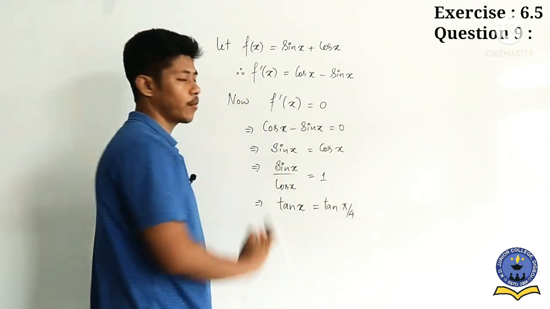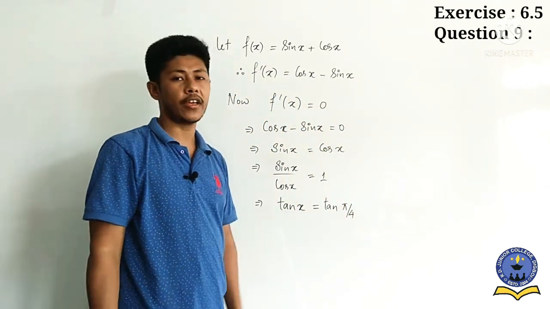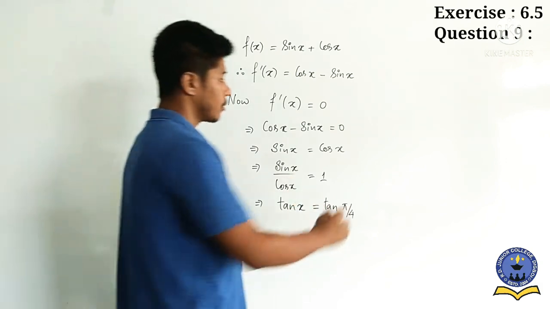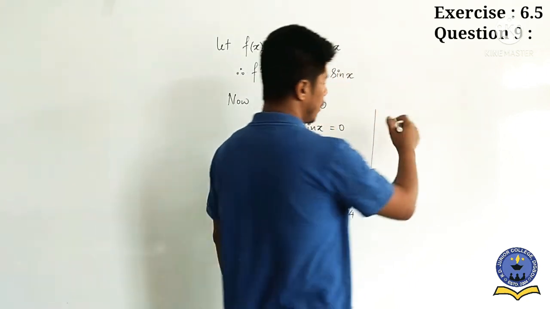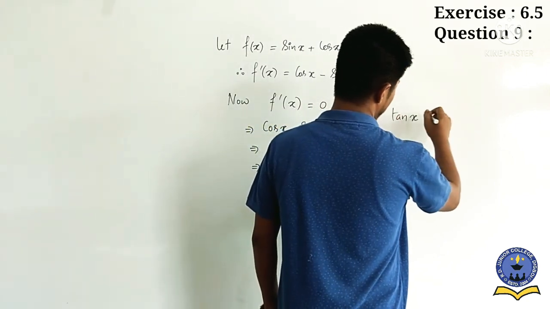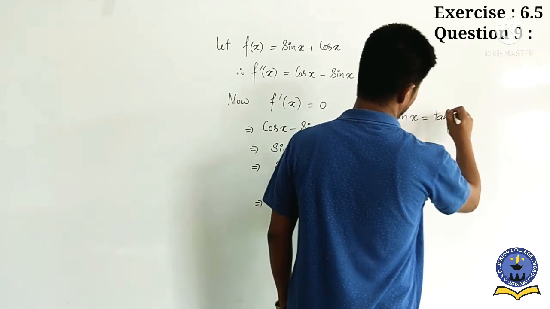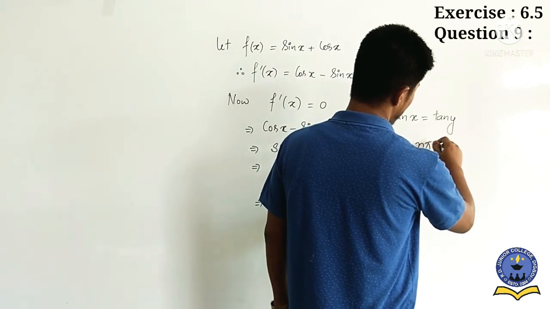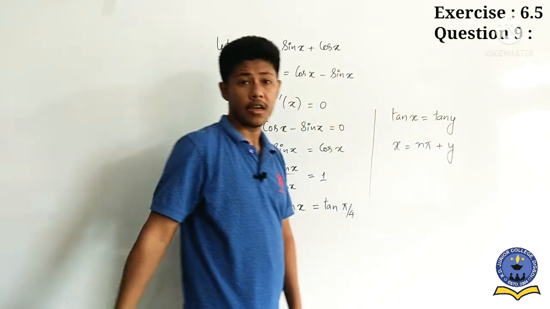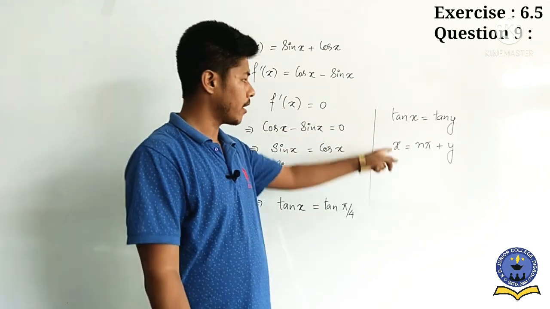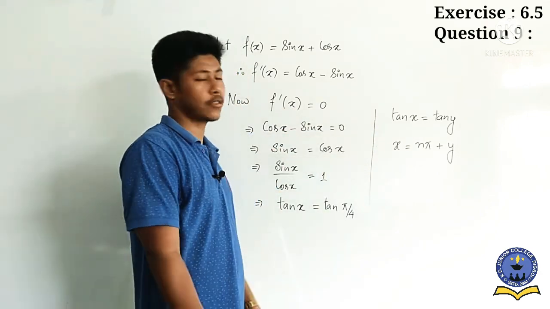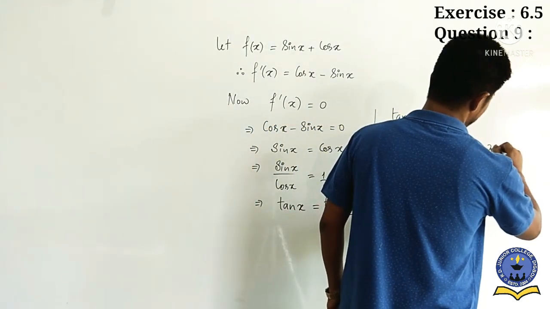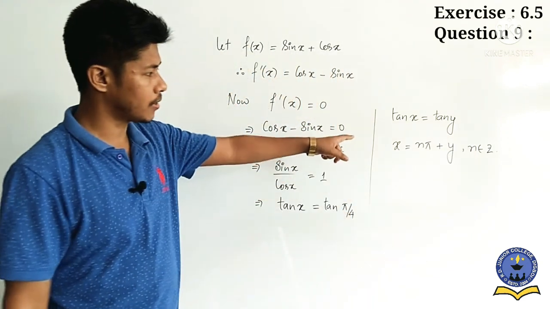Now why do we write tan pi by 4? Because there is a general formula between tan x and tan y, isn't it? In class 11 we learned this. The general formula is: if tan x equals tan y, then x equals n pi plus y, where n is an integer. So this is the general formula.